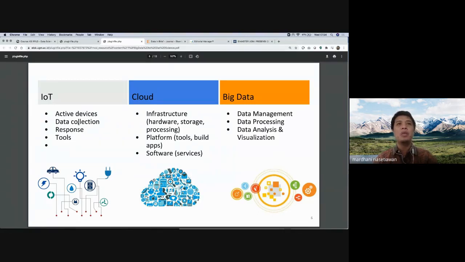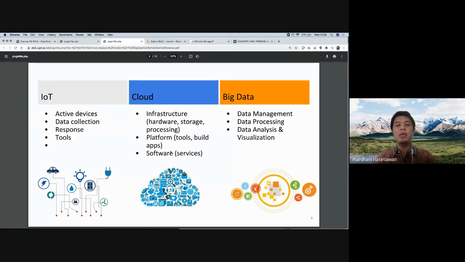And of course, we need the cloud infrastructure, which is the hardware, storage, and processing to deliver the data in a stream way, or maybe in a batch way. And we also need the platform. The platform is like the environment to run the engine, the machine, or the program application that we want to build, and also the software.